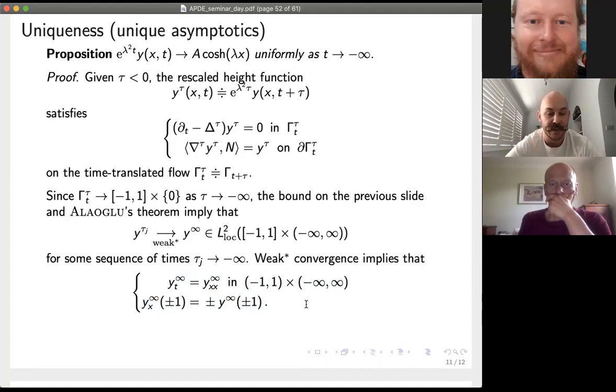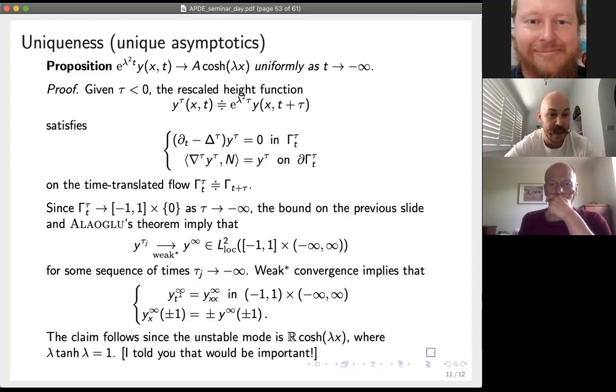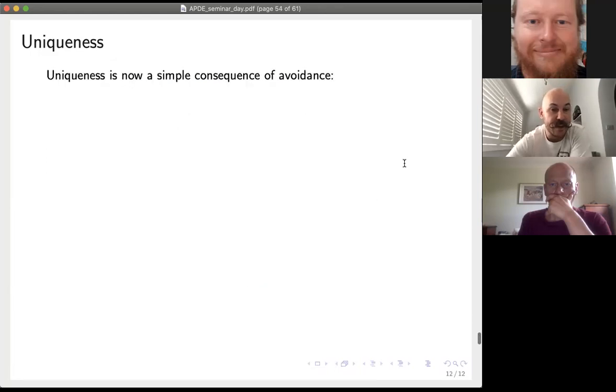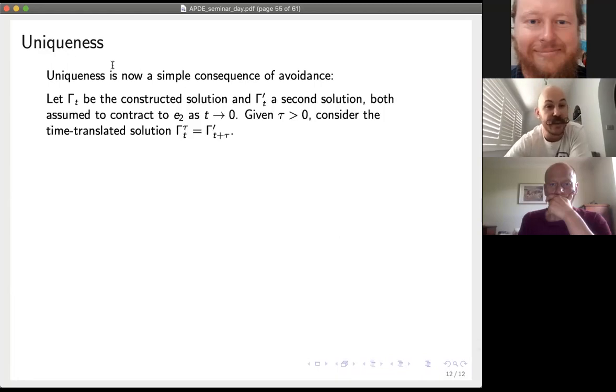You can write down exactly what the solutions in terms of Fourier series have to be. You find out that the only unstable mode is this one, and the corresponding eigenvalue is this one. Because this solution is going to be bounded on backwards infinite closed time intervals, you can throw away all of the positive modes, and so you know exactly what it has to be. Then you more or less immediately deduce this. And why is that enough? Well, now uniqueness is very easy. Once you have this unique asymptotics, uniqueness is just an almost immediate consequence of the avoidance principle.